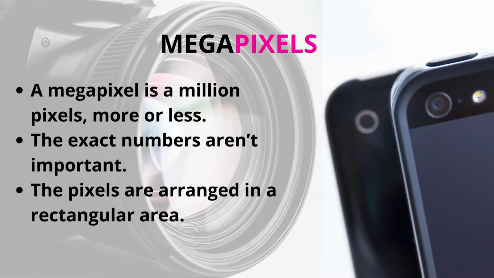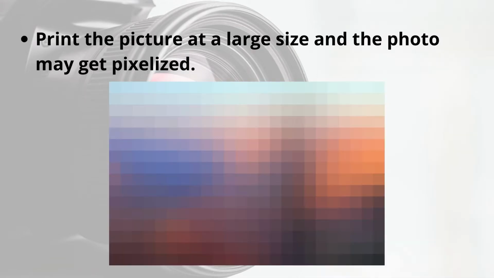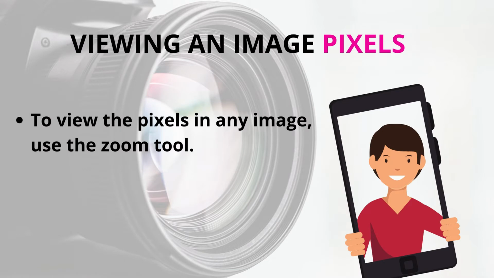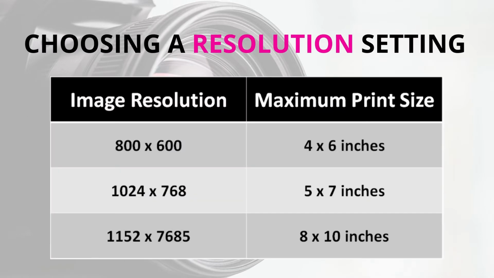A megapixel is a million pixels, more or less. The exact numbers aren't important. The pixels are arranged in a rectangular area. Print the picture at a large size and the photo may get pixelated. To view the pixels in any image, use the zoom tool. Choosing a resolution setting: image resolution and their maximum print size.